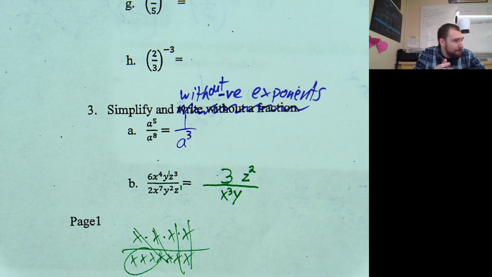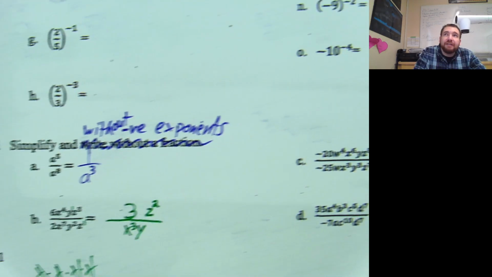Yeah, Harlan? 6 divided by 2. I like it. So you dealt with every pair of variables, the z's, then the y's, then the x's, and then you took the coefficients and you did the division there. I like it. Okay, so let's do C.